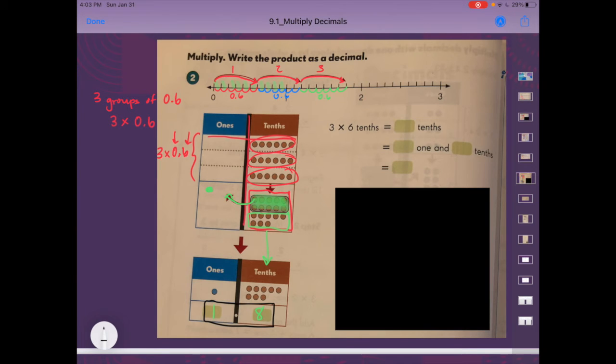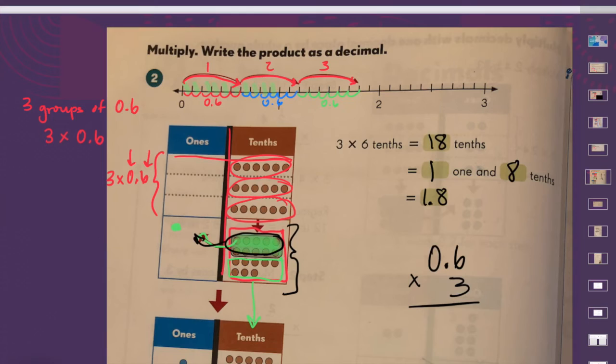And if we look at it in this format, we can say 3 times 6/10 gives me 18/10, which is what we found down here. We regrouped 10 of those tenths, which gave us 1 and 8/10 left. So 1 and 8/10.